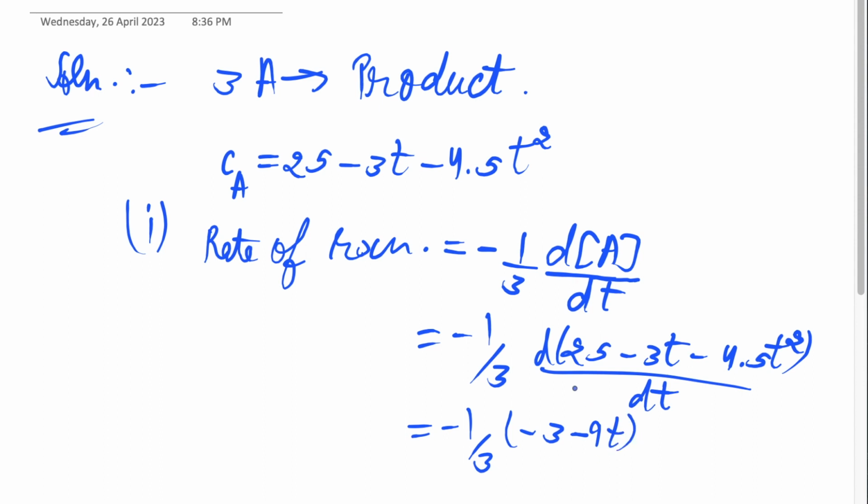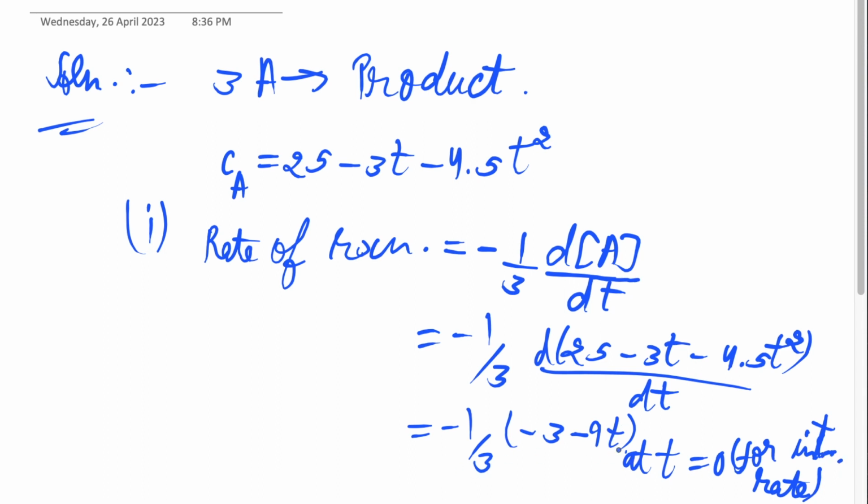Okay, and we have differentiated it with respect to dt, so this will only come. Just a second, at t equal to 0, because we have to find the initial rate. This denotes the initial rate of the reaction.